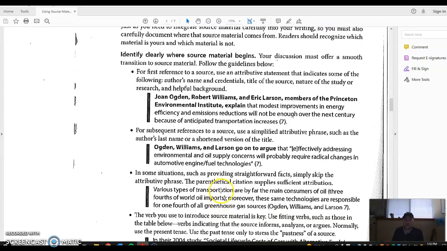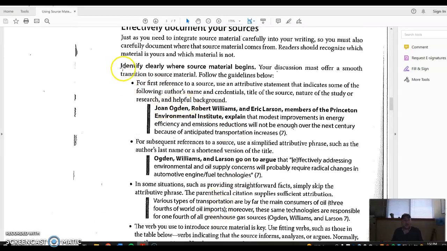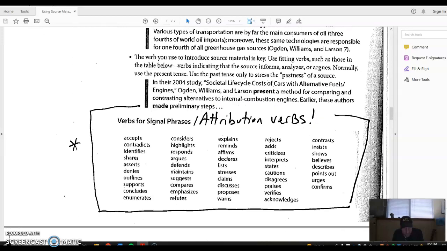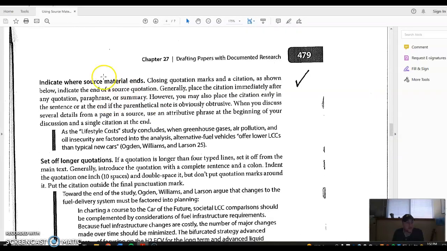The next page tells you that very thing. Identify clearly where source material begins with a signal phrase. And then indicate where source material ends by giving in-text documentation.